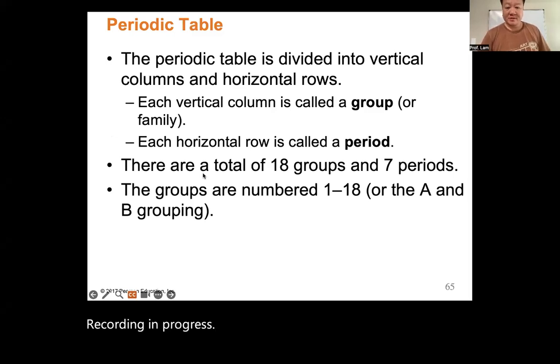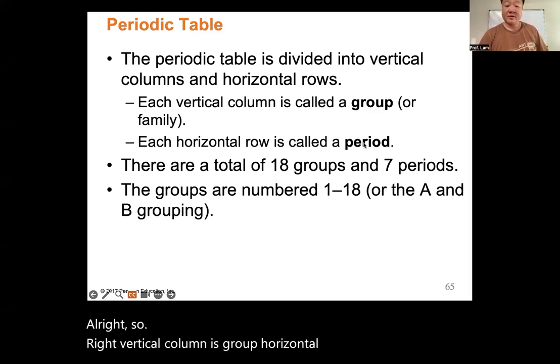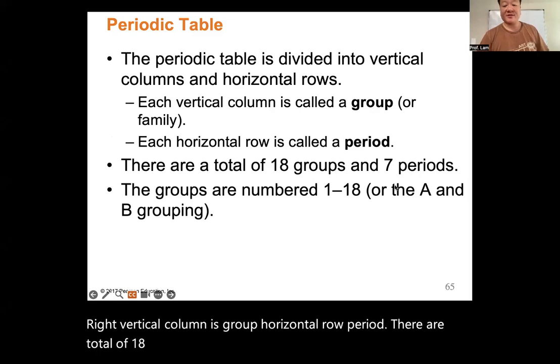All right. So, vertical column is group, horizontal row, period. There are a total of 18 groups and 7 periods.